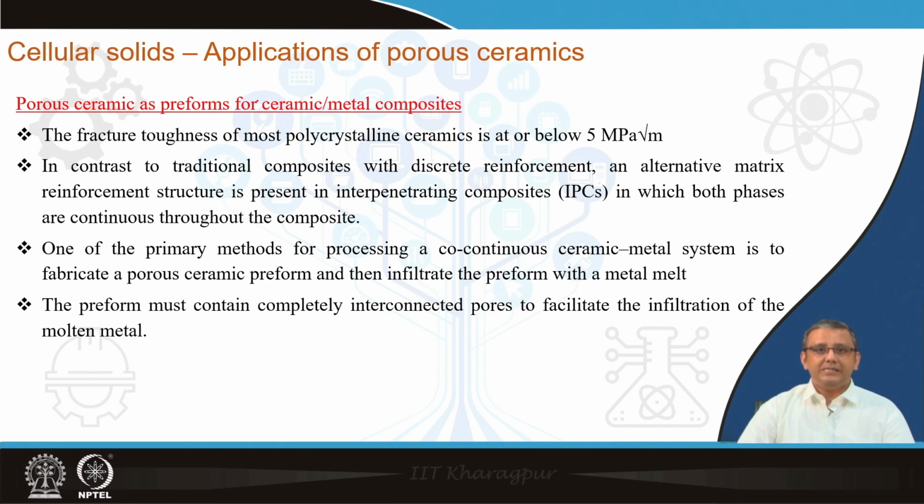These porous ceramics are used as preforms for ceramic metal composites. As we know, bulk ceramic materials normally have very low fracture toughness, typically less than 5 megapascal root meter, and typically for structural applications we need a minimum value of around 15 to 20 megapascal root meter. So whenever bulk ceramics are used for structural applications, their application is very much limited, because they cannot be used for many structural applications.